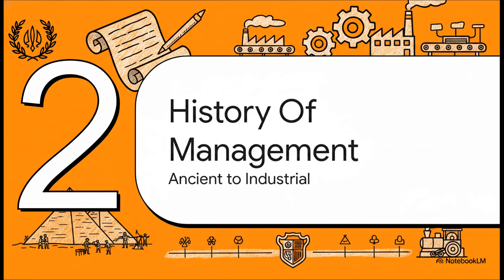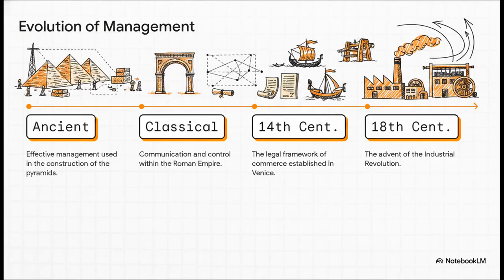Moving right along to section 2, history of managing people, from ancient pyramids to the Industrial Revolution. Effective management played a massive role in human history way before office cubicles were ever a thing. We see the sheer power of management in the unbelievable logistical coordination it took to build the ancient pyramids, literally organizing tens of thousands of workers over decades. We see it in the massive communication and control networks of the Roman Empire. We even see it back in the 14th century with the highly sophisticated legal frameworks of commerce set up in Venice to manage international trade.